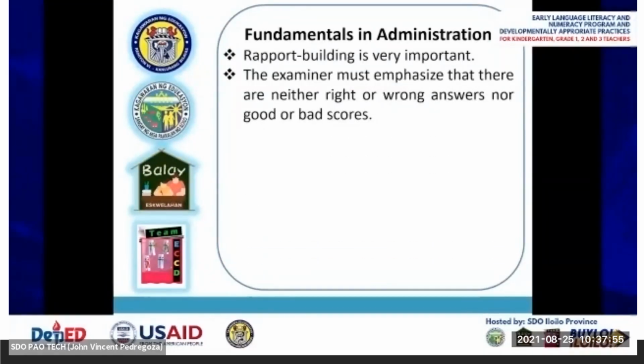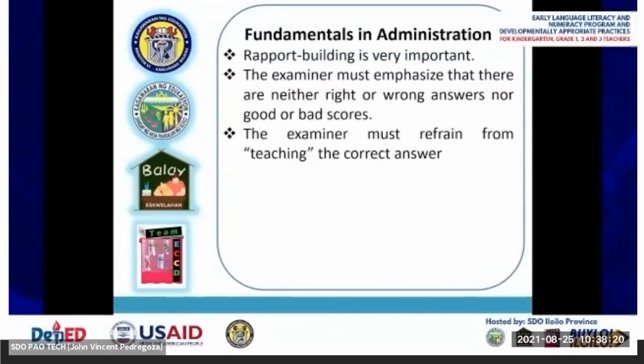The examiner must emphasize that there are neither right or wrong answers, nor good or bad scores. This will assure greater accuracy in what parents or caregivers report and decrease the incidence of a child's giving an answer based on what the others in the group have said.